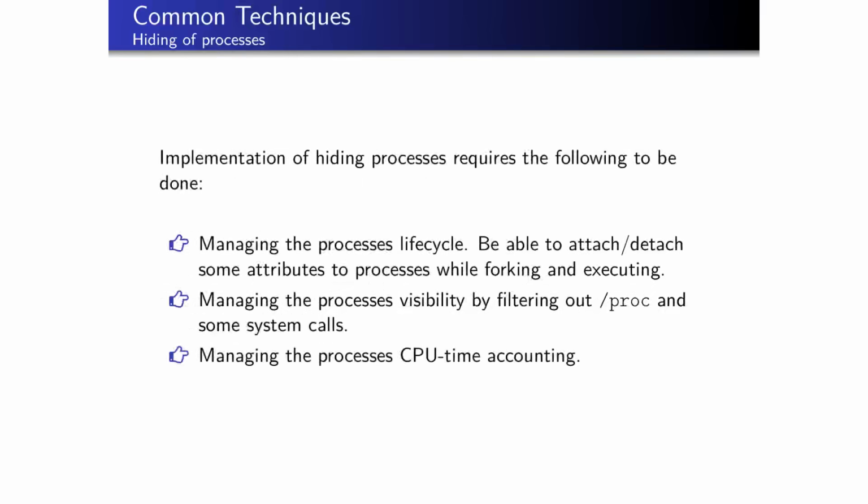To do process hiding, you have to do three things, basically. The first one is to be able to alter the process life cycle. You have to be able to attach or detach some information to processes while a process starts or while it ends. And also, you need to filter some output that the kernel provides to user space.